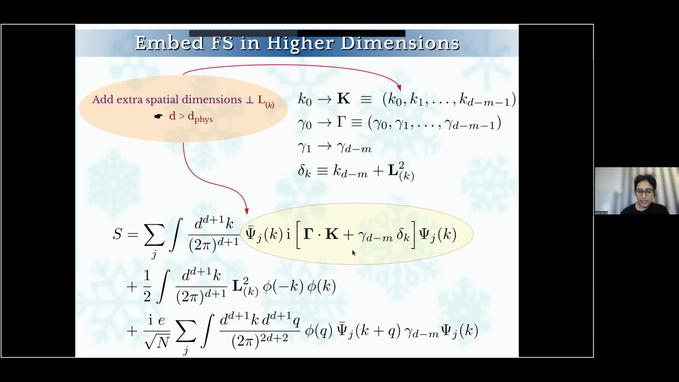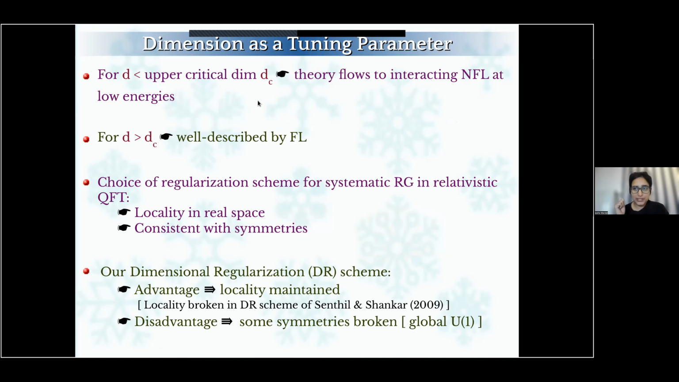And now we are ready to deal with the dimensional regularization to find the upper critical dimension. We are using dimension as a tuning parameter in our theory. And let me remind you, if the overall dimension, or the actual physical dimension, is less than the upper critical dimension d c, then the theory flows to an interacting fixed point.